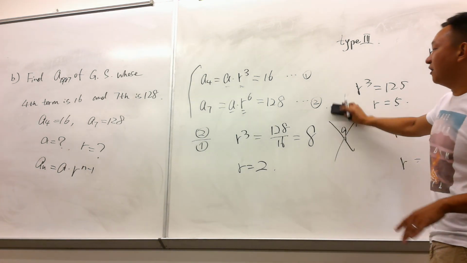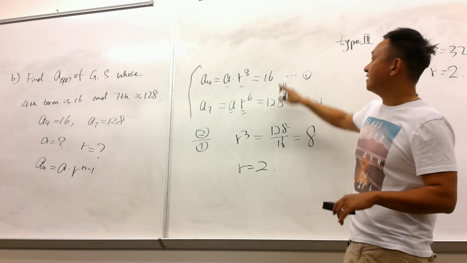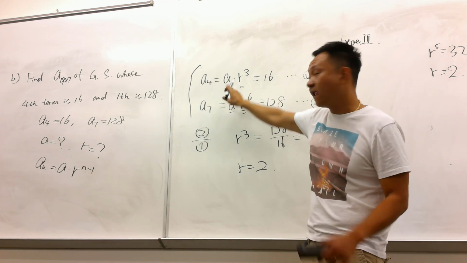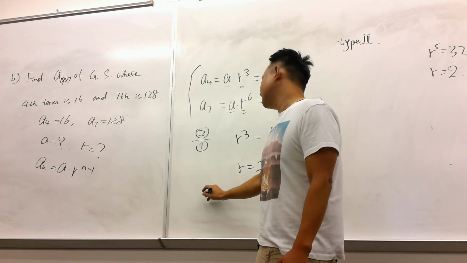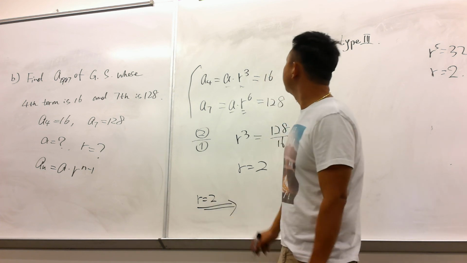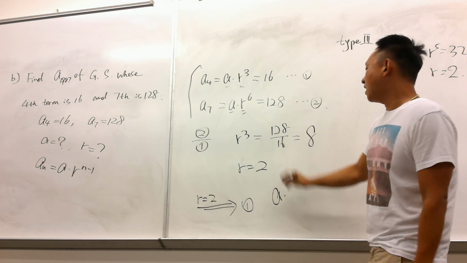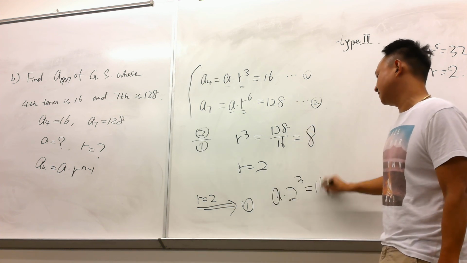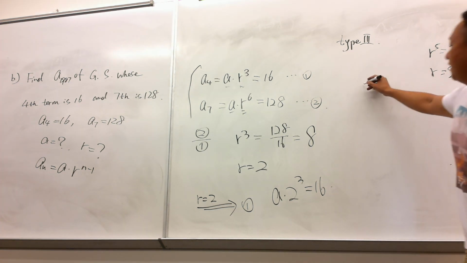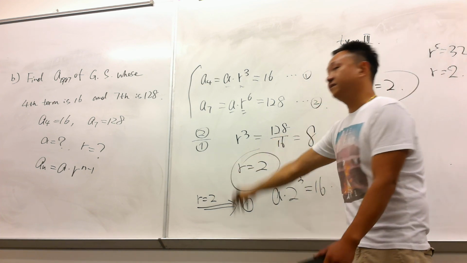And then you got the R, and then what are you gonna do? You got to substitute the R back into either of these two equations to find out your first term, A, okay? So let's say I substitute R equals 2 into the first equation. The first one is easier. Then I get A times 2 to the power 3 equals 16. 2 to the cube is 8, so A equals 16 over 8, which is 2. So I have A equals 2, R equals 2, and then I can find anything.